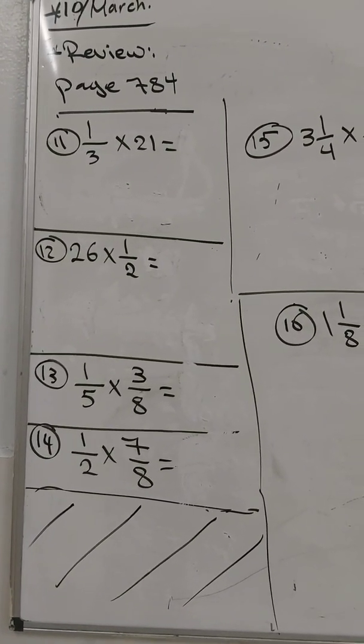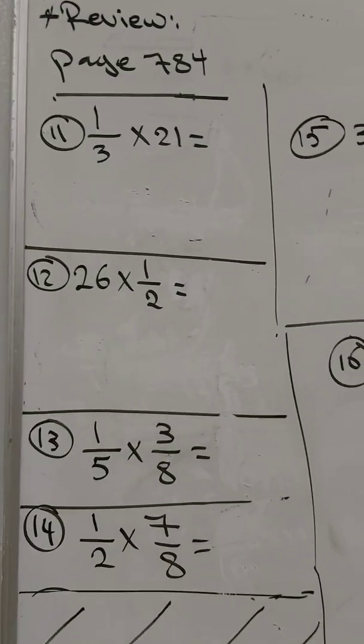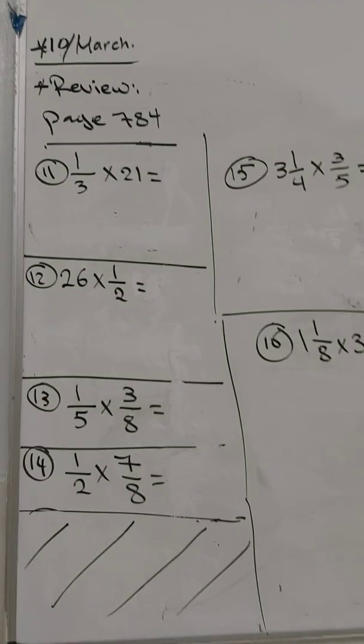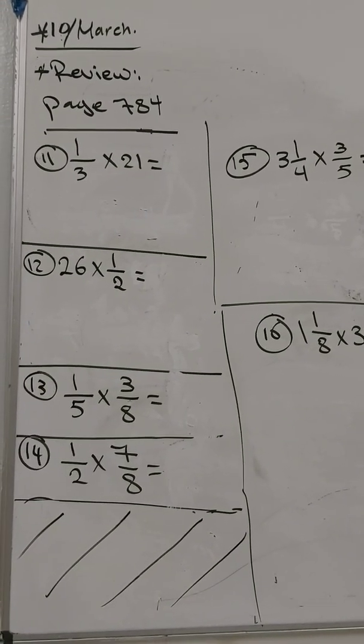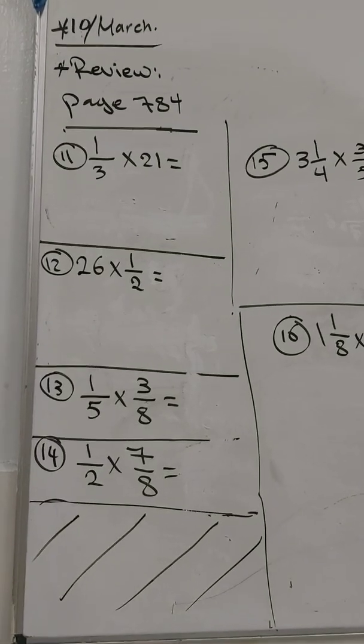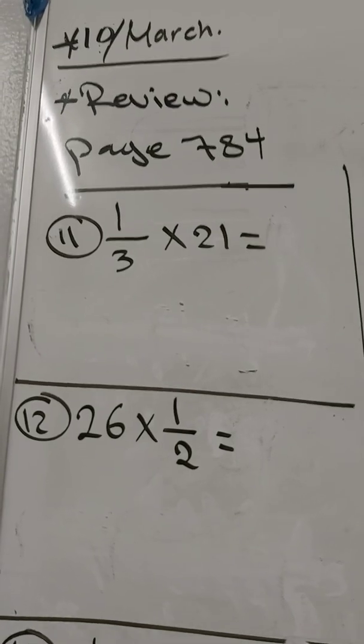Hello, grade 5. Today, inshallah, we will take the review pages. We will start with page 784. It's revision exercises about multiplication and division of fractions, which we did in the previous lessons. So we will start with question 11 on page 784.